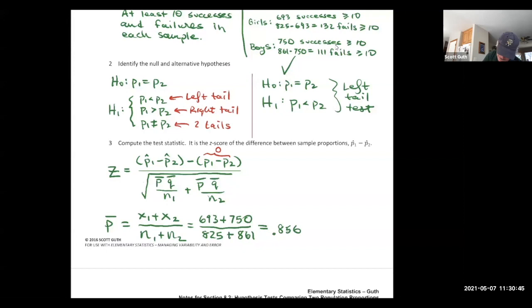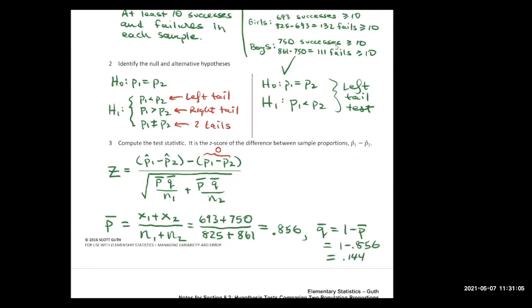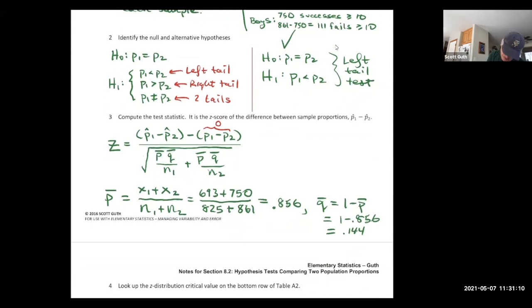And while you're at it, Q bar is going to be 1 minus P bar, of course. These are complements. So 1 minus 0.856, what's that? 0.144, is it? Yeah. Thanks. So now we're using what's called a pooled proportion, because we pooled the samples together.